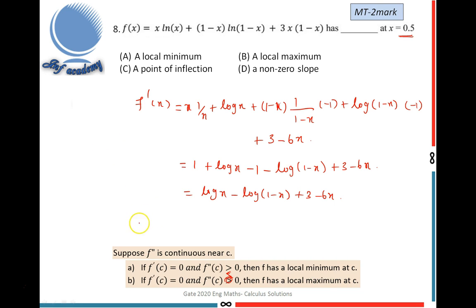Next, I find f''(x). f''(x) is the derivative of log x, which is 1/x, minus the derivative of log of (1 minus x), which is 1/(1 minus x) into minus 1. So this is plus.